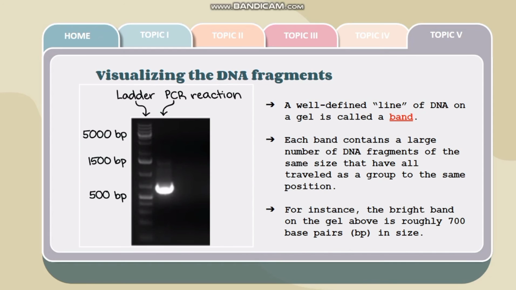A well-defined line of DNA on a gel is called a band. Each band contains a large number of DNA fragments of the same size that have all traveled as a group to the same position. By comparing the bands in a sample to the DNA ladder, we can determine their approximate sizes. For instance, the bright band on the gel above is roughly 700 base pairs or BP in size. So the glowing DNA fragments on the left side is roughly 700 base pairs in size.